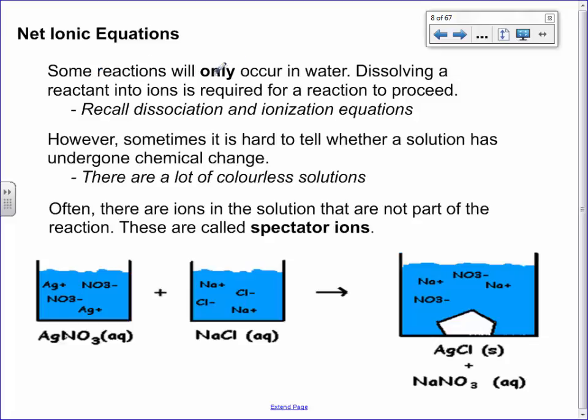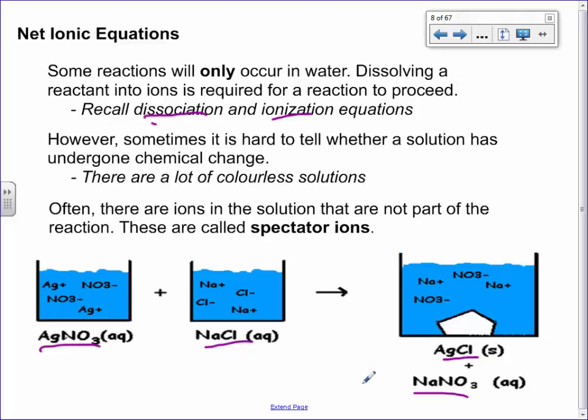You guys know how some reactions require water? The reason it requires water is so that you can either dissociate or ionize things. What I want to do right here is show you an example of a double replacement equation. We're going to take silver nitrate and sodium chloride, and we're going to double replace it into silver chloride and sodium nitrate.